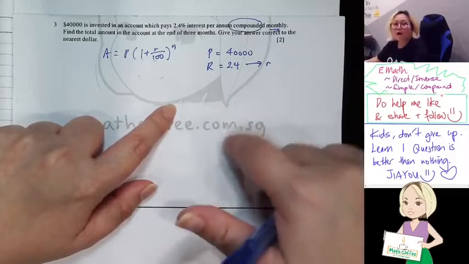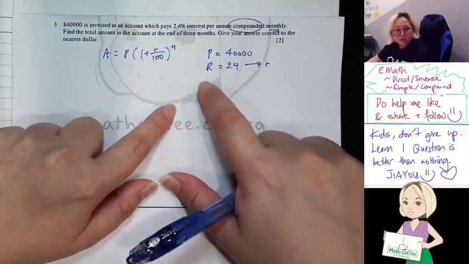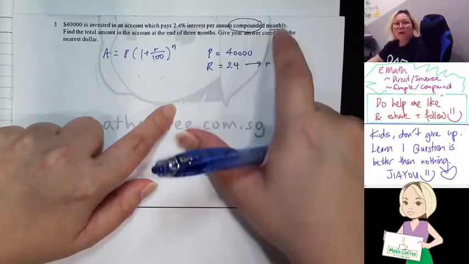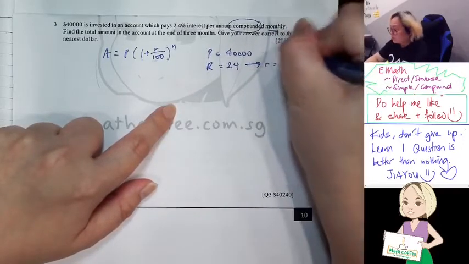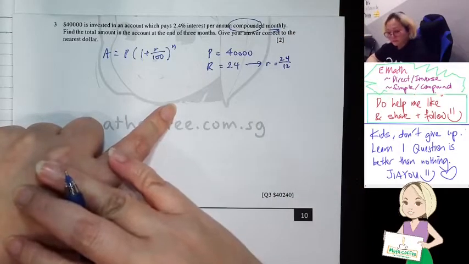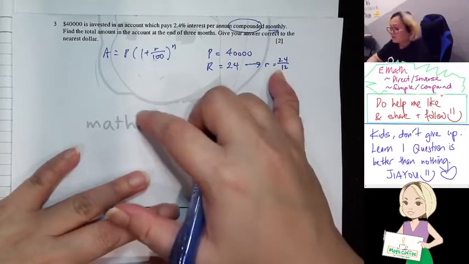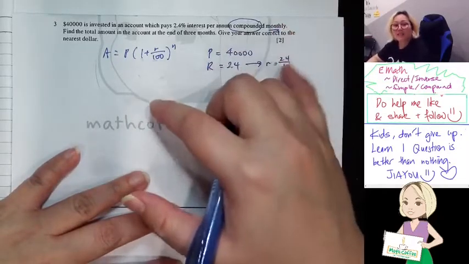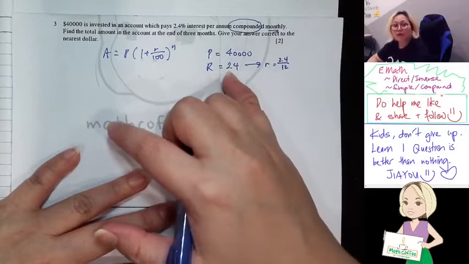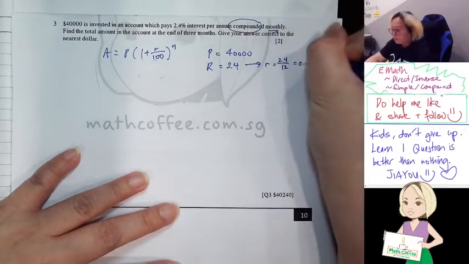The small r depends on whether it is compounded yearly, monthly or quarterly. If it's compounded yearly, your small r is straight away equal to the big R. But this one is compounded monthly, so I need to take the 2.4 and divide it by 12. Divide by 12 because it's compounded monthly. 2.4 is per annum, and per annum means per year. So my small r will be 0.2.